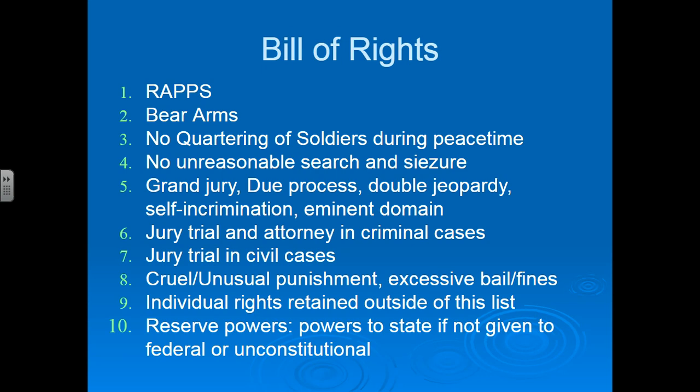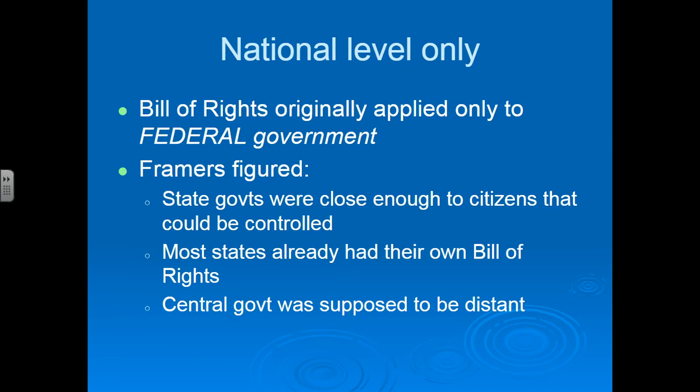Number 9 is individual rights are retained outside of the list of the Bill of Rights. And then 10 is reserve powers. So anything that's not given to the federal government or expressly forbidden in the Constitution is given to the states. Okay. So it is important to note that the Bill of Rights originally only applied to the federal government.